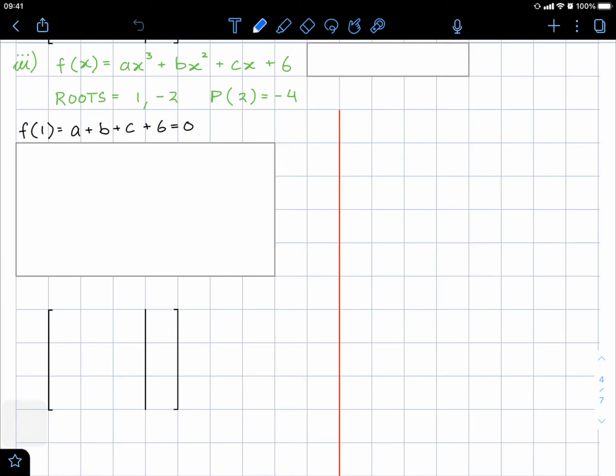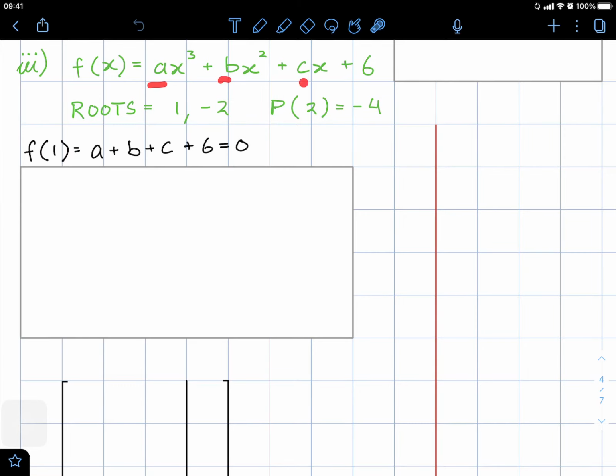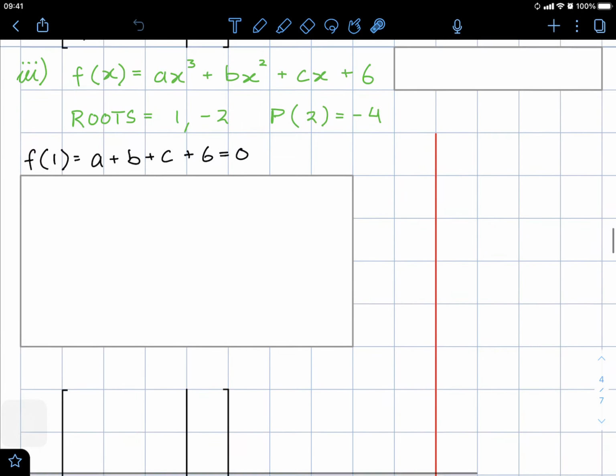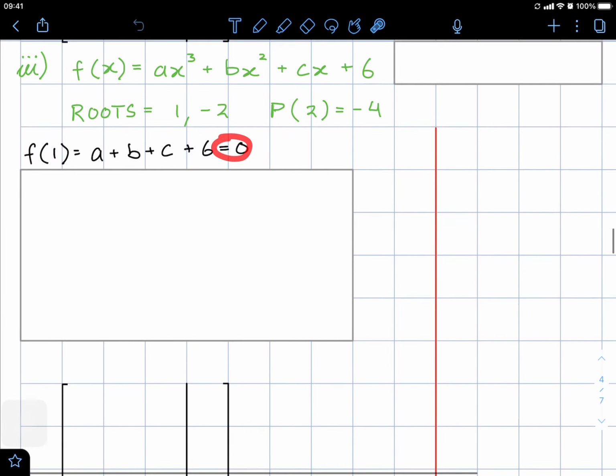Hello class, this is the third example of using the roots and information given to us to find unknown values here. So as you've seen in the previous videos, what we really need to do first is just substitute the values given to us, because we know that the root is 1, which means when we substitute x equaling 1 into our polynomial, it will give us, in this case, a plus b plus c plus 6, and since we know that it is a root, it shall be equal to 0.